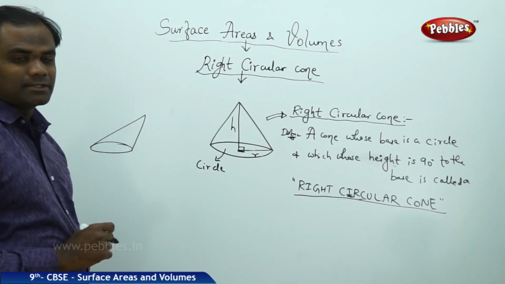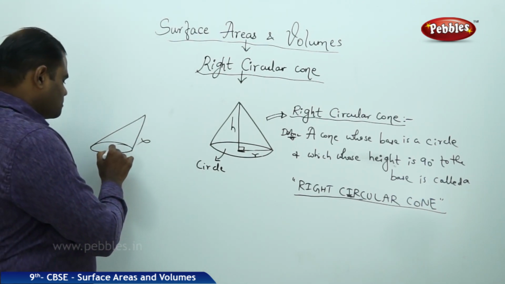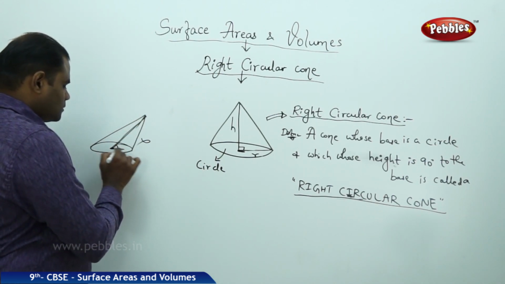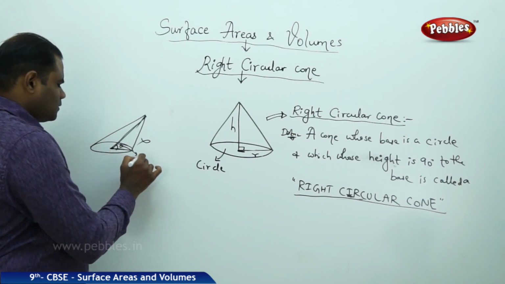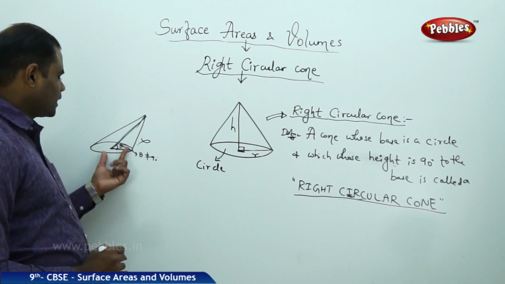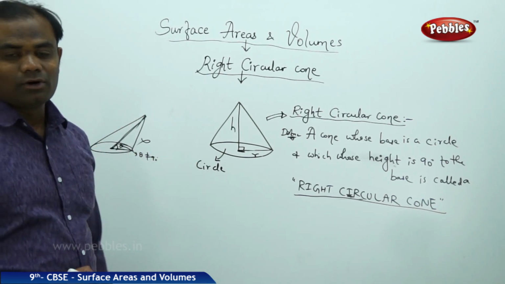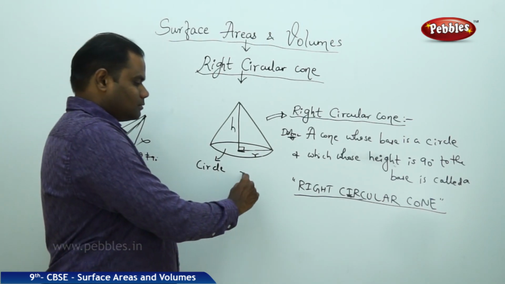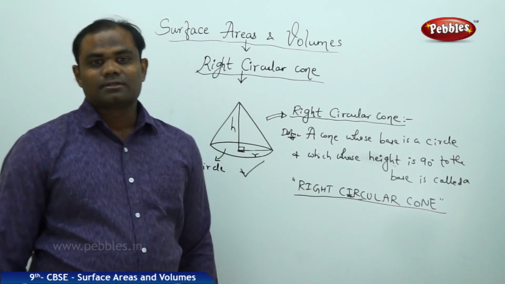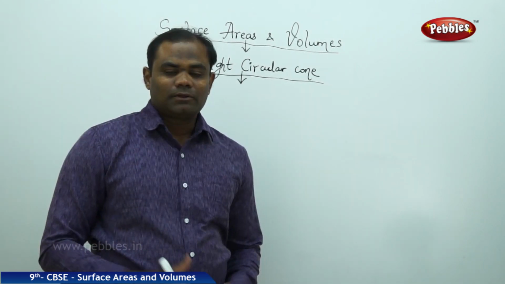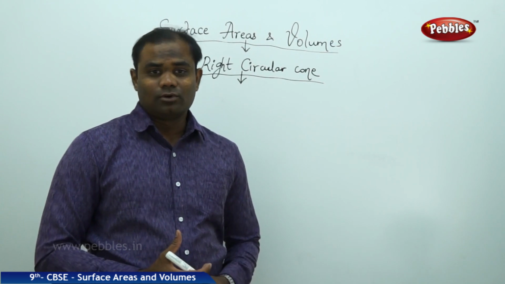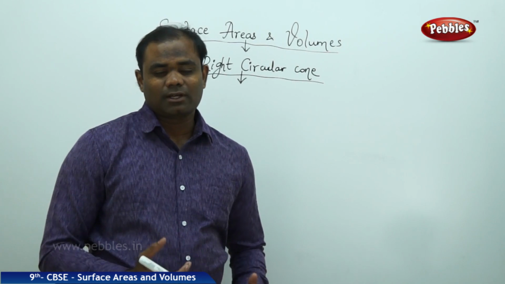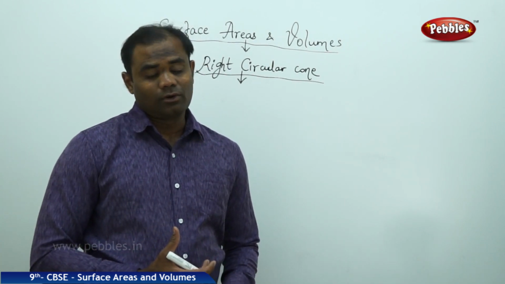This is not a right circular cone because its base, when connected with the height, is not 90 degrees. The angle made by the height with the base is not 90 degrees. So this is not a right circular cone, and this is a right circular cone. Now that we have understood a right circular cone, let's try to understand the curved surface area. What is the curved surface area of a cone or a right circular cone?